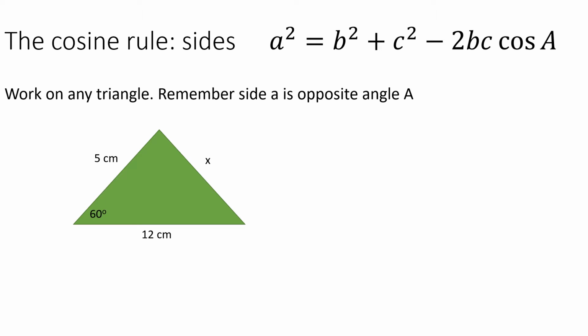Cosine rule is as follows. If we want to find a side of a shape, then we can use this rule. A squared is b squared plus c squared minus 2bc cos A.